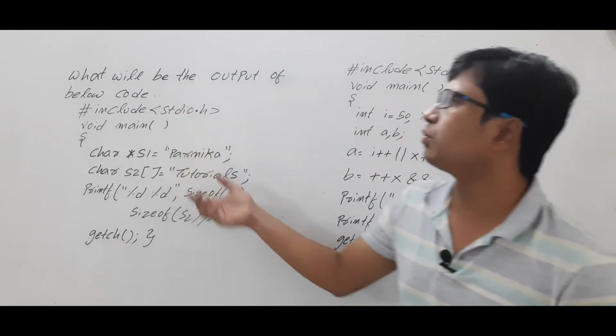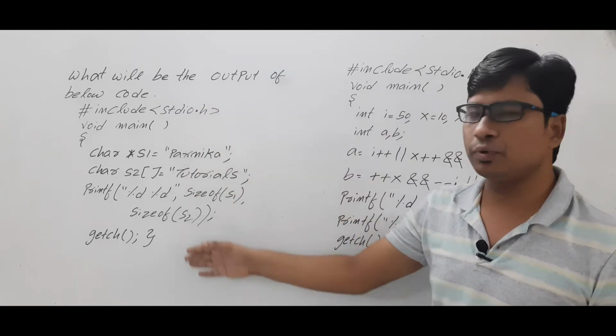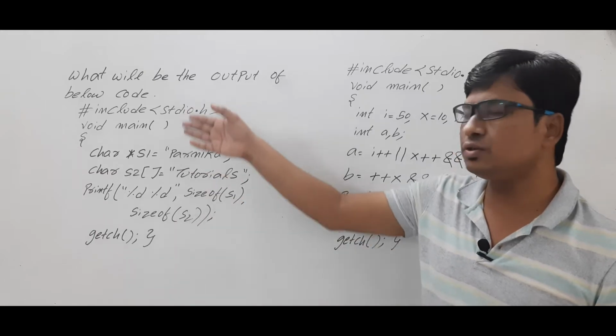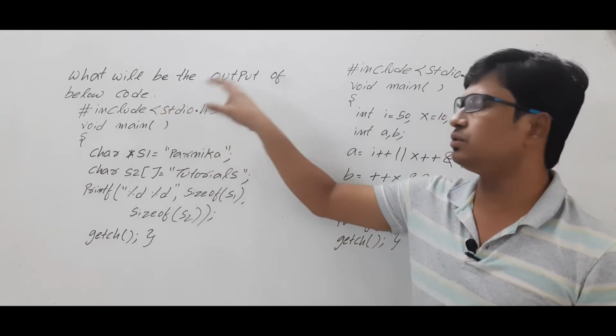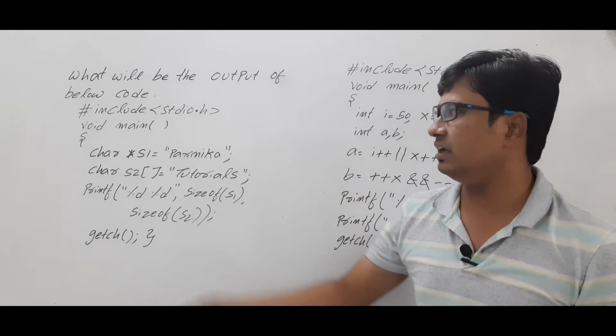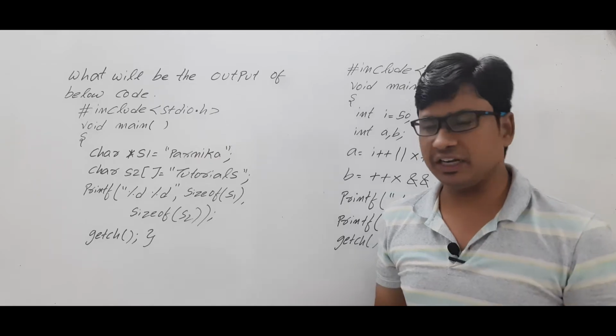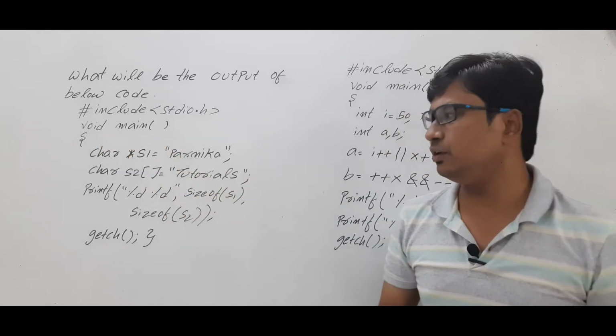Look at the question number 1. What will be the output of the below code? They have given a C program and they are asking if you execute the C program, what will be the output? Look at each statement. #include <stdio.h>, which is a standard input-output header file. void main. Main is a predefined function. The void keyword specifies that this function does not return any value.